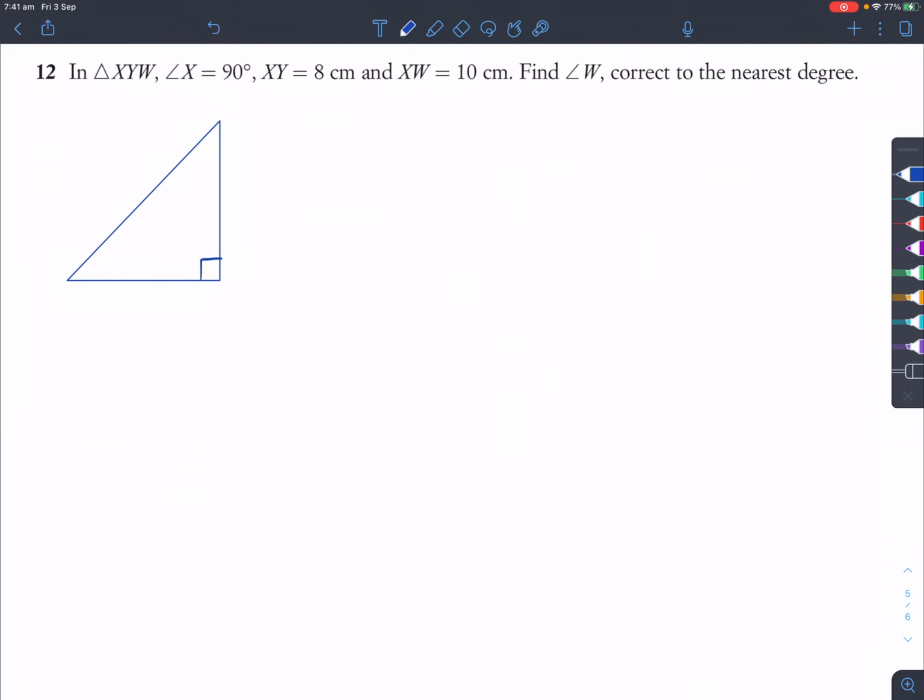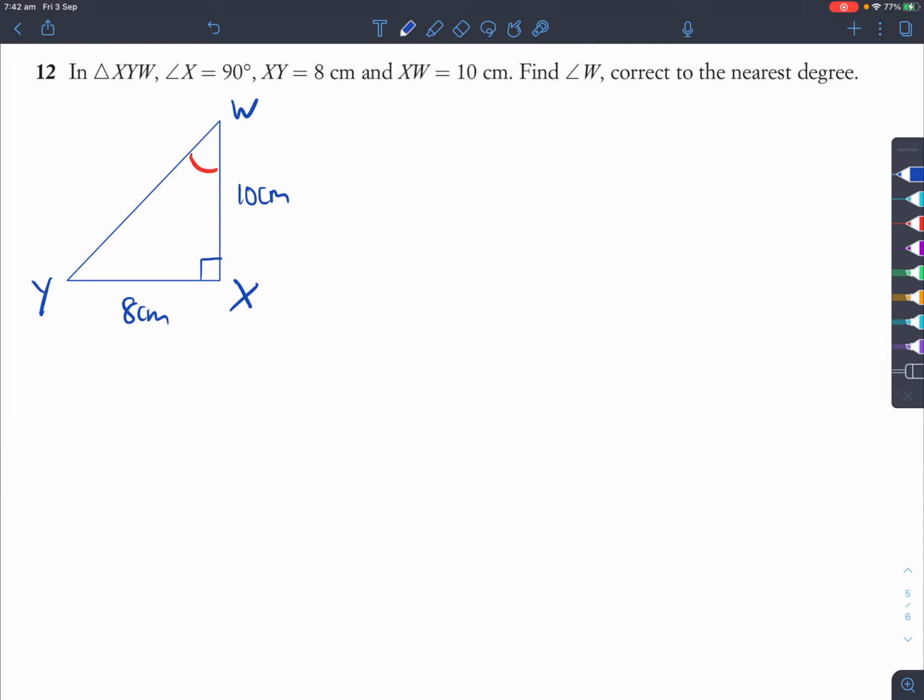Question 12. In triangle XYW, angle X is 90 degrees, XY is 8, XW is 10. Find angle W correct to the nearest degree. So we firstly have a right angle triangle that we've got to draw, because it says here angle X is 90 degrees. So we'll make that 90 degrees, and we'll call that X. XY is 8. So let's make this XY, and this will be 8 centimeters. Whereas XW, over here, I'll label that W, that will be 10 centimeters. So find angle W, which is this angle there.